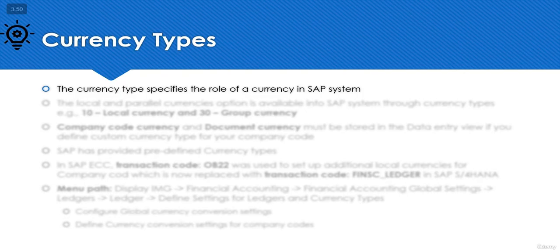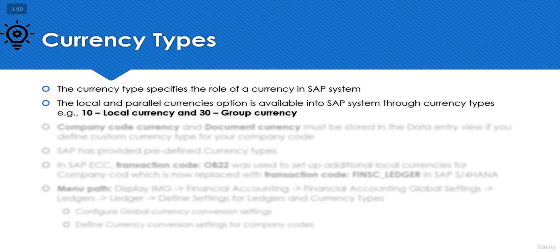The currency type specifies the role of a currency in the SAP system. The local and parallel currency options are available in the SAP system through currency types. For example, 10 represents local currency and 30 represents group currency, and we are following these two currency types. Local currency is our company code currency, that is GBP, and group currency is our controlling area currency.